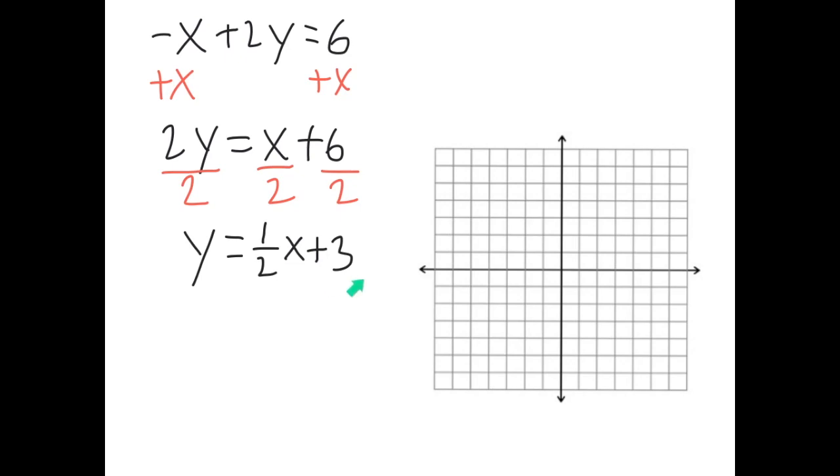So we start with our y-intercept of 3. And then go up 1 over 2, so up 1 over 2 to the right. Plot a point right there, and connect them. Making sure you make a line that has arrows. Remember, those arrows show that the line goes on forever in both directions.